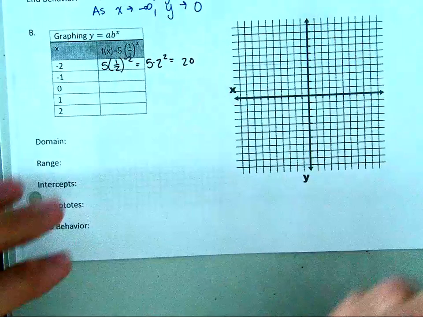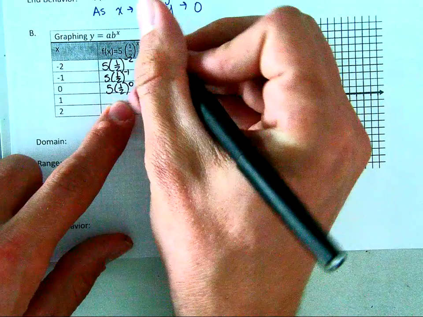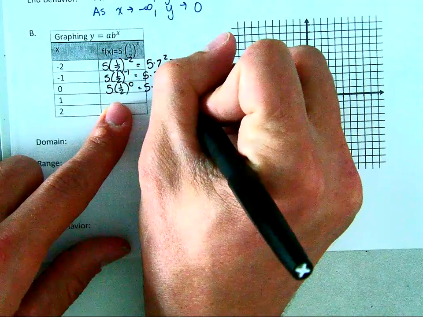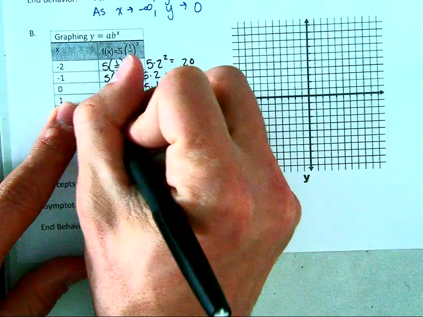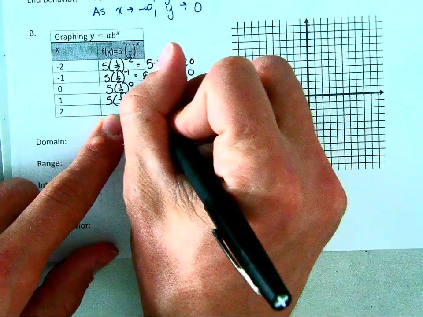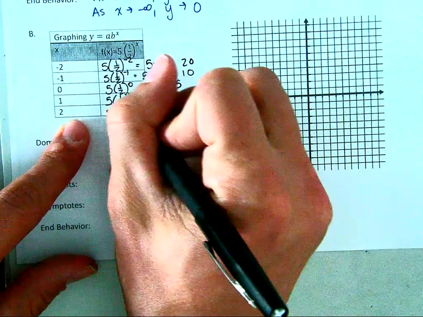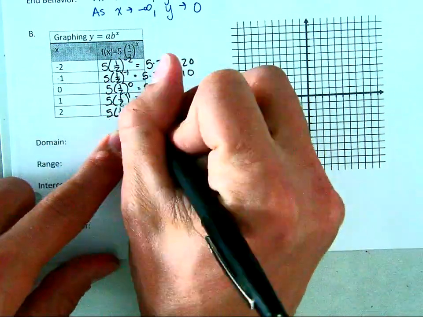All right, with the negative 1, 5 times 1/2 to the negative first. The reciprocal of that is 2. So we have 5 times 2, which is 10. 1/2 to the 0 is 1. 5 times 1 is 5. 1/2 to the first is 1/2. 5 times 1/2 is 5/2. 1/2 to the second is 1/4. 5 times 1/4 is 5/4.